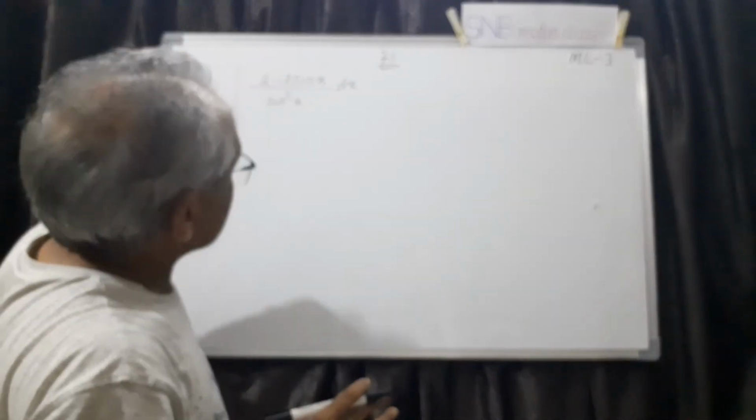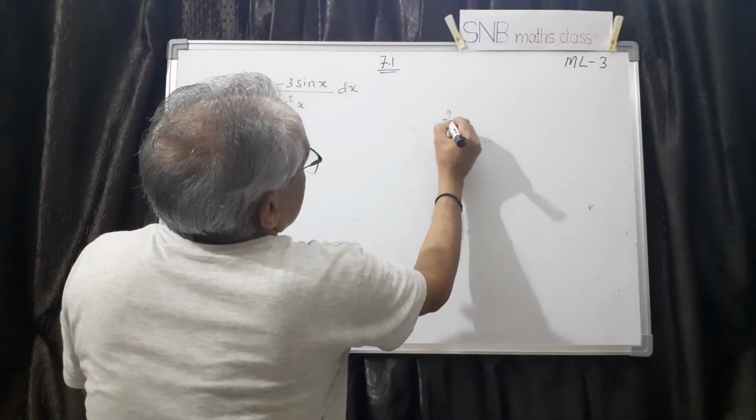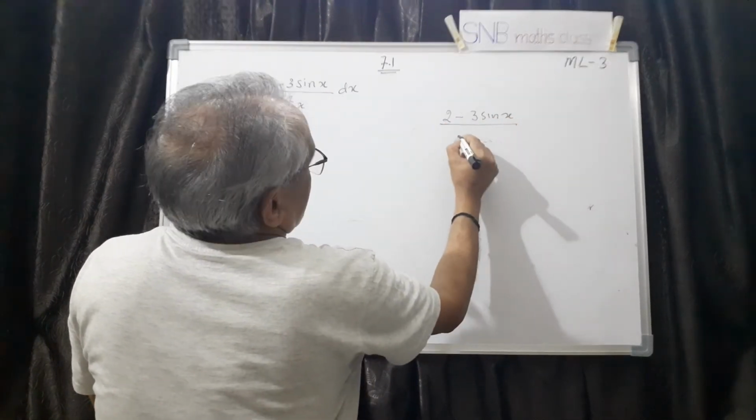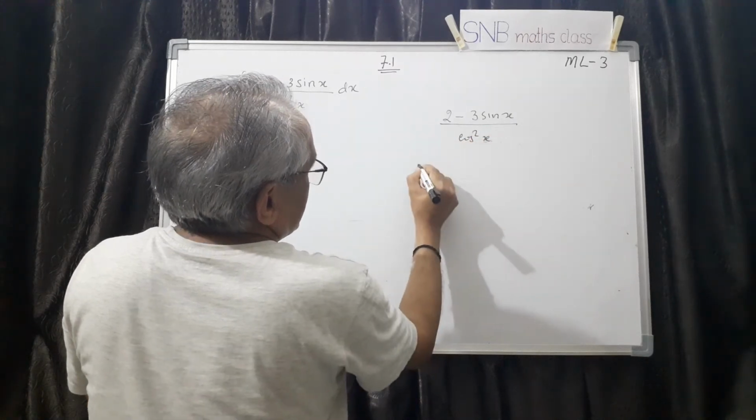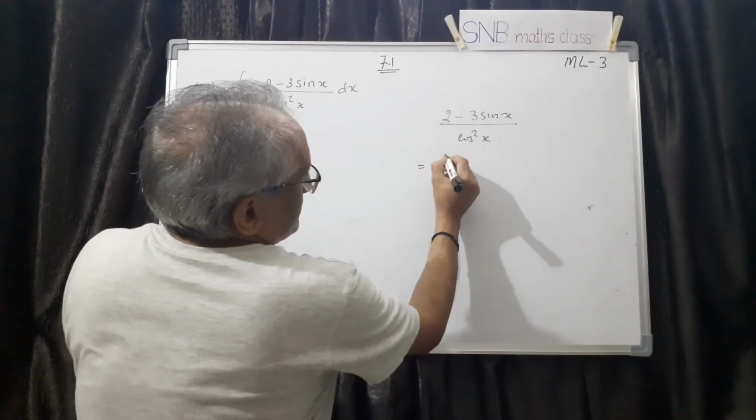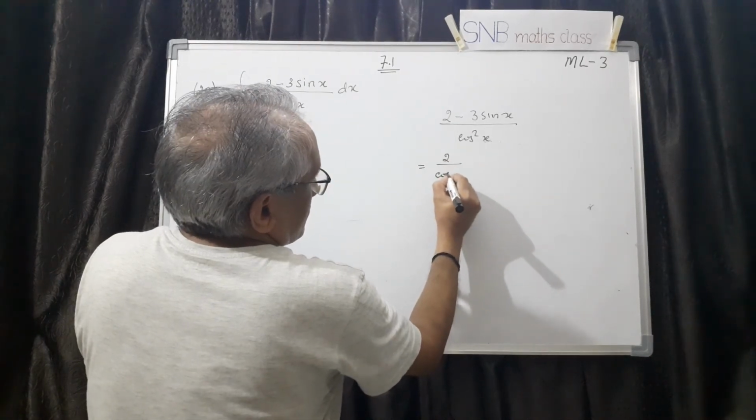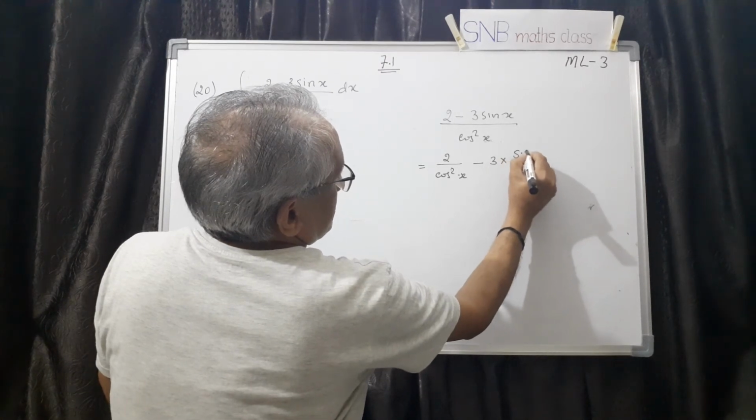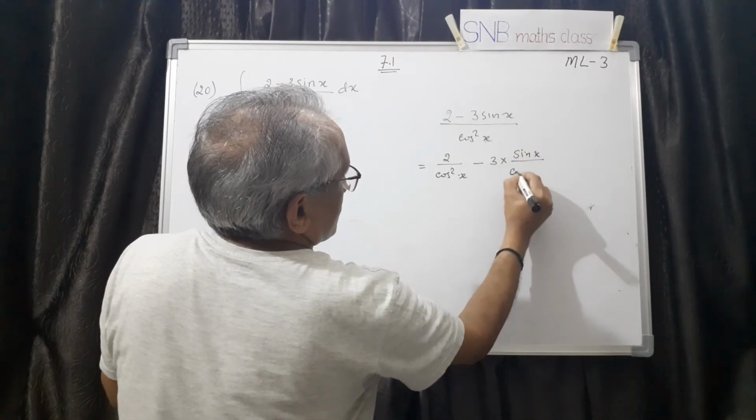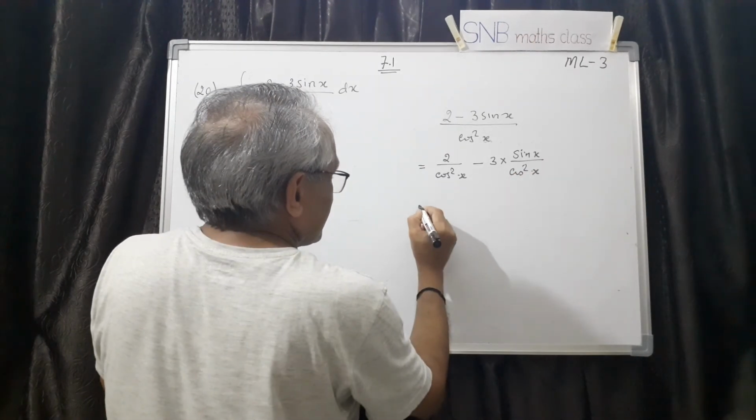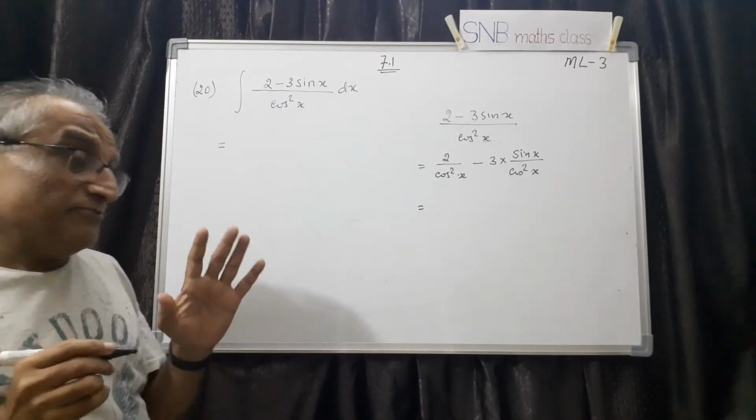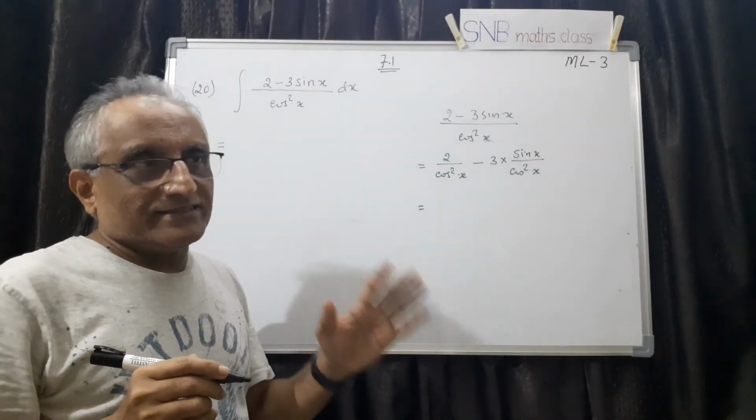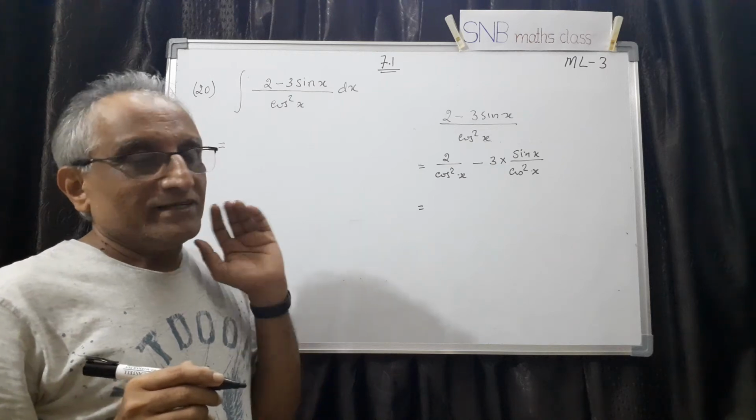See, you think of this one. So here it is 2 minus 3 sin x divided by cos square x. So what we can do is, if you split this one, this is 2 by cos square x minus 3 into sin x by cos square x. So you should be thorough with trigonometry also, especially for integration. Trigonometry is a must. You have to be thorough with all the formulas. Therefore, I suggest you revise first year trigonometry once again.